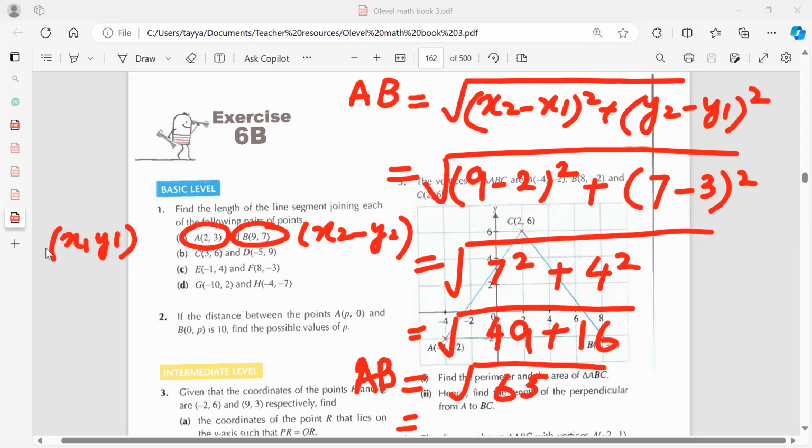8.06, miss. Yes, so it is 8.06 units, right? This formula we will apply for all parts. You can also apply the other formula, x1 minus x2 whole square. That will also give you the same answer.